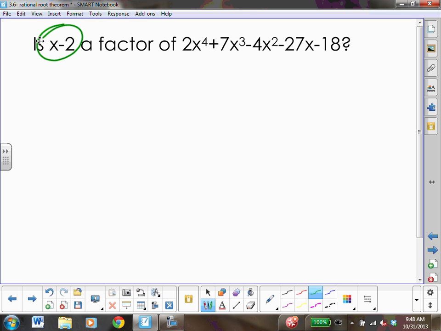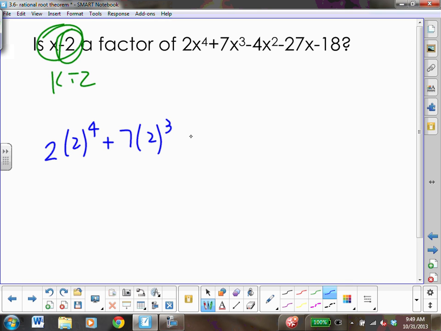And again, I could go through and do longer synthetic division to figure out if it's truly a factor, but it's not the most efficient use of my time. I'm going to plug in the opposite of k, so I'm going to plug in 2 in for x. If I get 0, then I know I have a factor. So 2 times 2 to the 4th plus 7 times 2 to the 3rd minus 4 times 2 squared minus 27 times 2 minus 18.